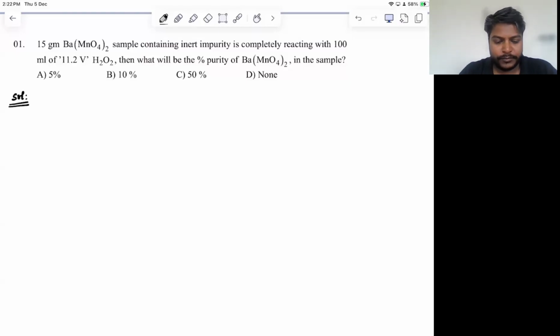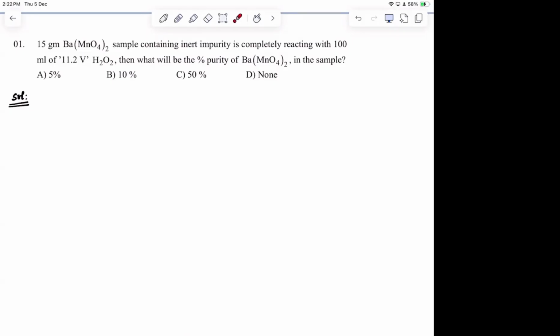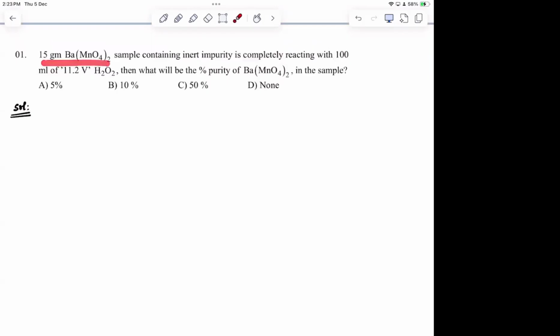Assignment which I gave. Okay. So let's see, starting with this problem here. If you notice the first question, 15 grams of barium permanganate sample containing impurities completely reacting with 100 ml of H2O2. What will be the percentage purity of this one?